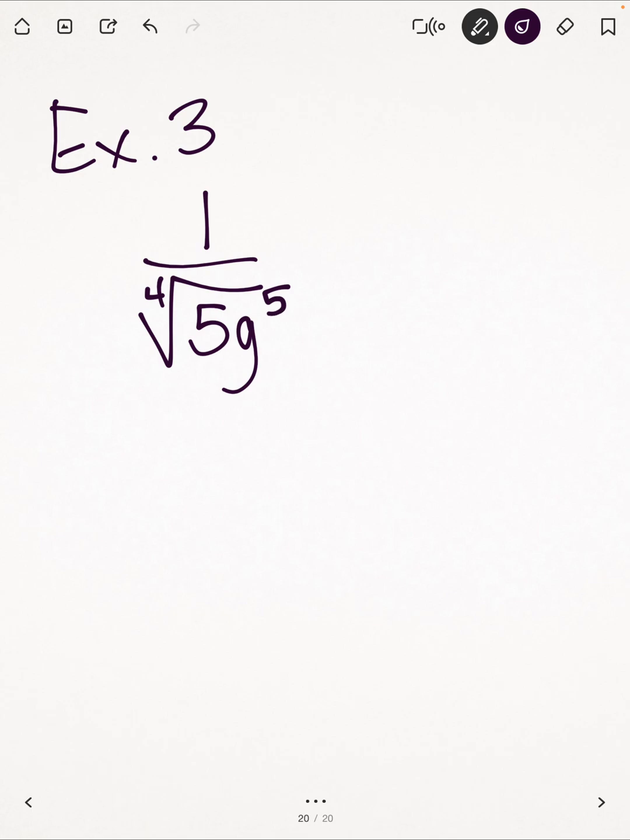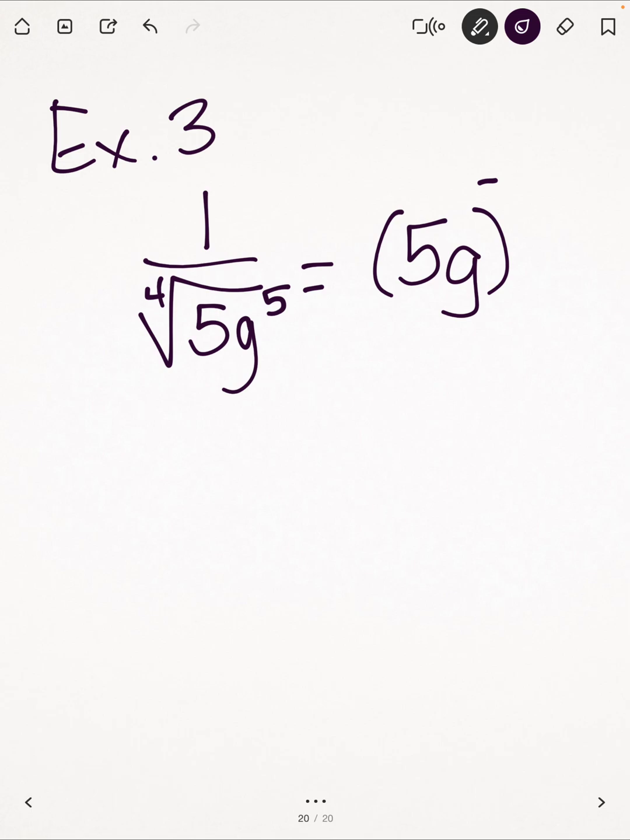Again, because there's a 1 on top of our fraction, we have to put a negative exponent. So we're going to come over here. We're going to put 5g in parentheses. You don't have to, but it actually makes it better if you put it in parentheses. And we'll put our negative sign here.